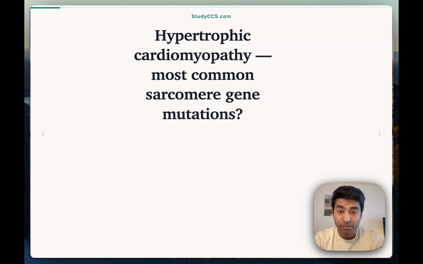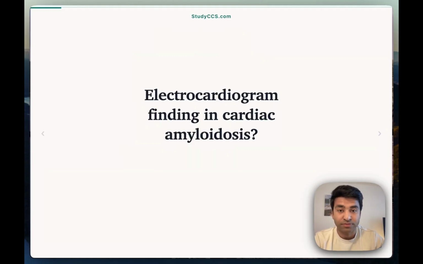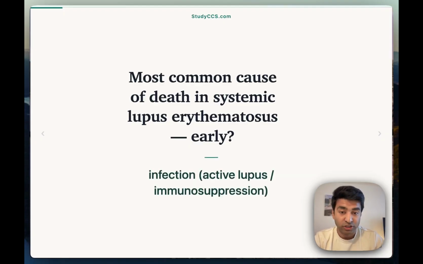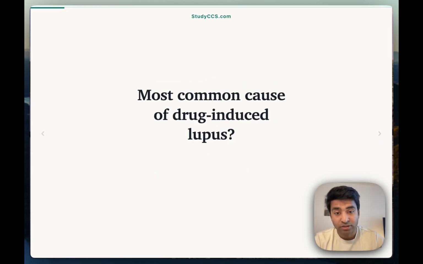Hypertrophic cardiomyopathy. The most common sarcomere gene mutations are on the 14th chromosome, which is the most common one. This is the MYH7. Then there's also the MYBPC3 on chromosome 11, but the chromosome 14 one is the classic answer. EKG findings in cardiac amyloid, low voltage. Most common cause of death in lupus early in life is due to infection. Most common cardiac finding in lupus is fibrinous pericarditis.